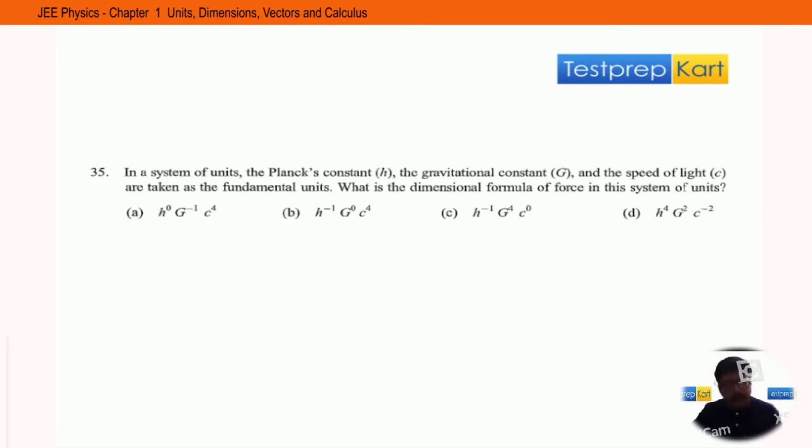In a system of units, the Planck's constant, the gravitational constant, and the speed of light are taken as the fundamental units. What is the dimensional formula of force in this system of units? So it is a very important question, right? Here we are talking about the Planck constant, and under this question many things may come, so we need to discuss it in a certain way so we can solve the question properly.